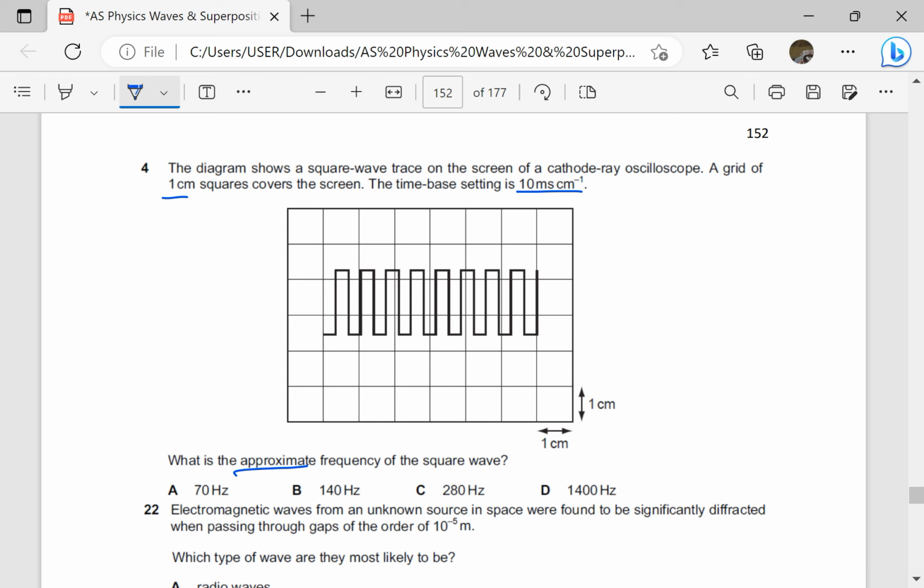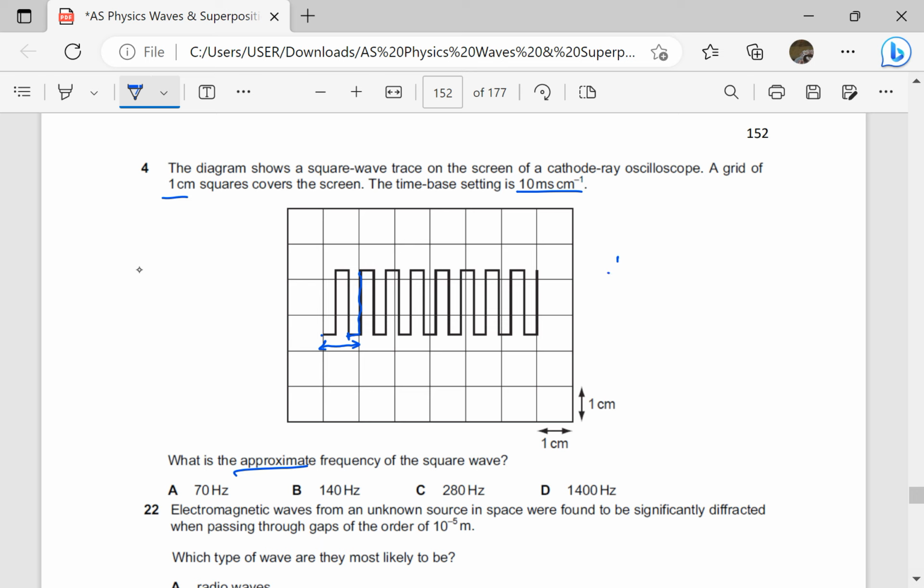So let's just look for one cycle. I want you to notice that from here, this is 1 centimeter, and if a wave starts from this point, by the time we come here, we have completed a cycle, so we are starting another one. So it's like 1.5 cycles. One and a half cycles are fitting in one square.